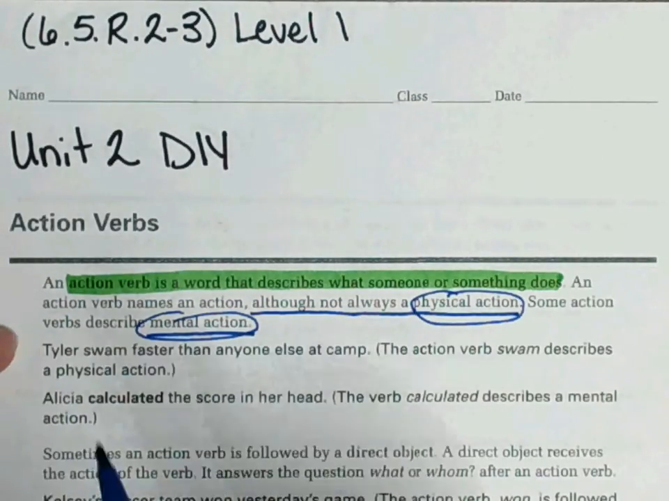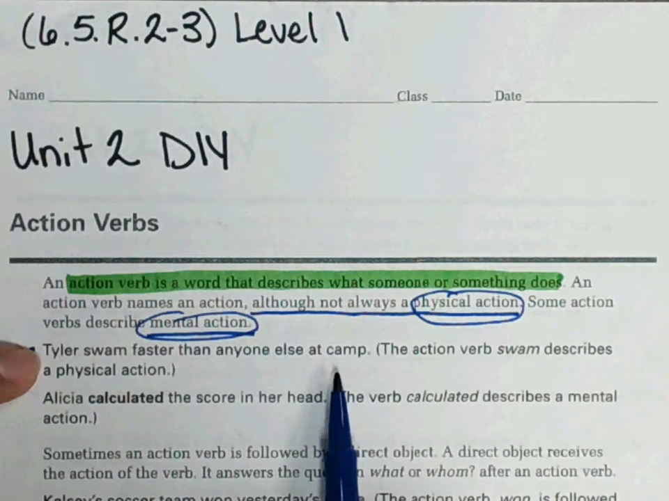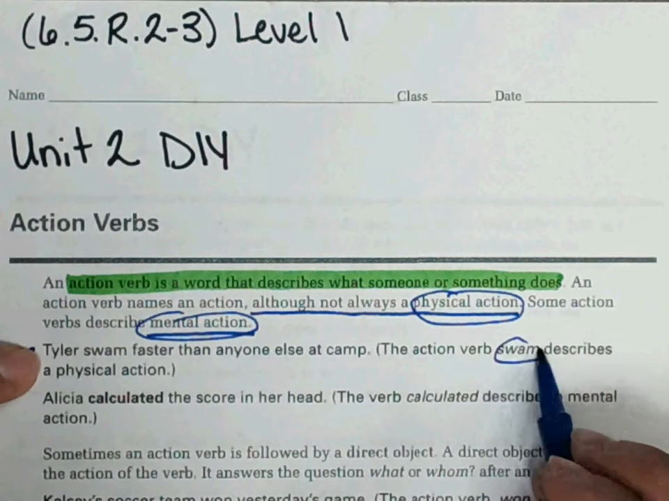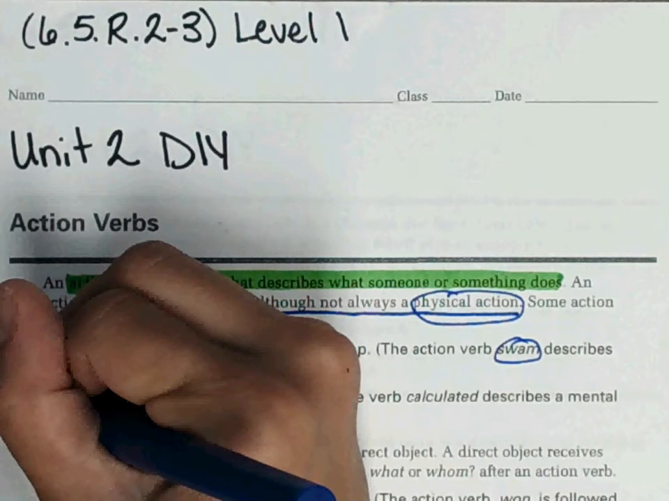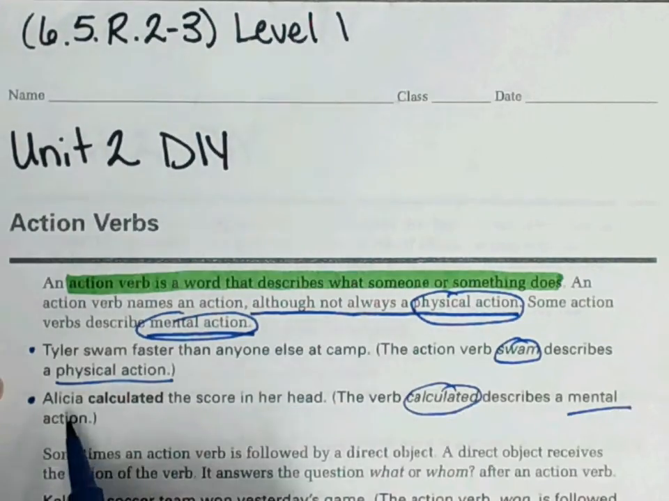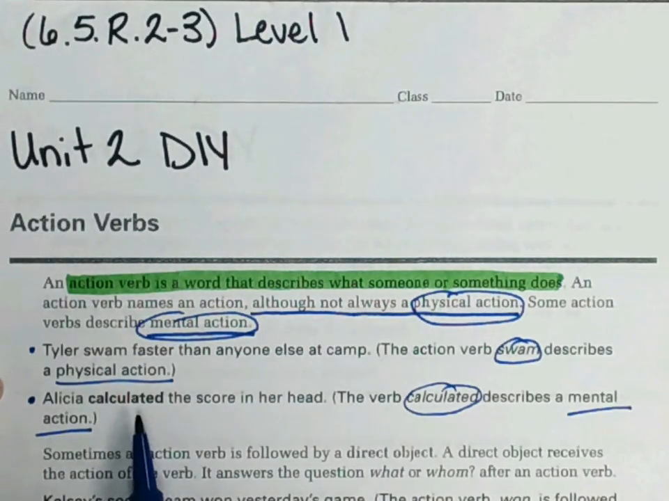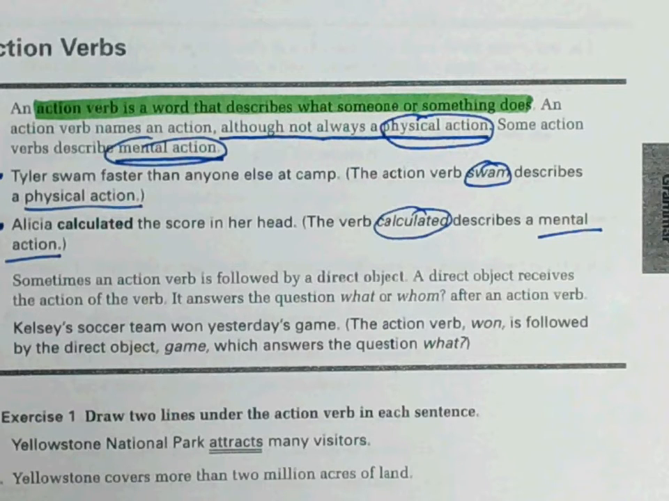So let's look at our first example right here. Tyler swam faster than anyone else at camp. The action verb swam describes a physical action because you can physically swim. In our second example, it says Alicia calculated the score in her head. The verb calculated describes a mental action because she's calculating the score in her head. It's a mental thought. It's a mental action.